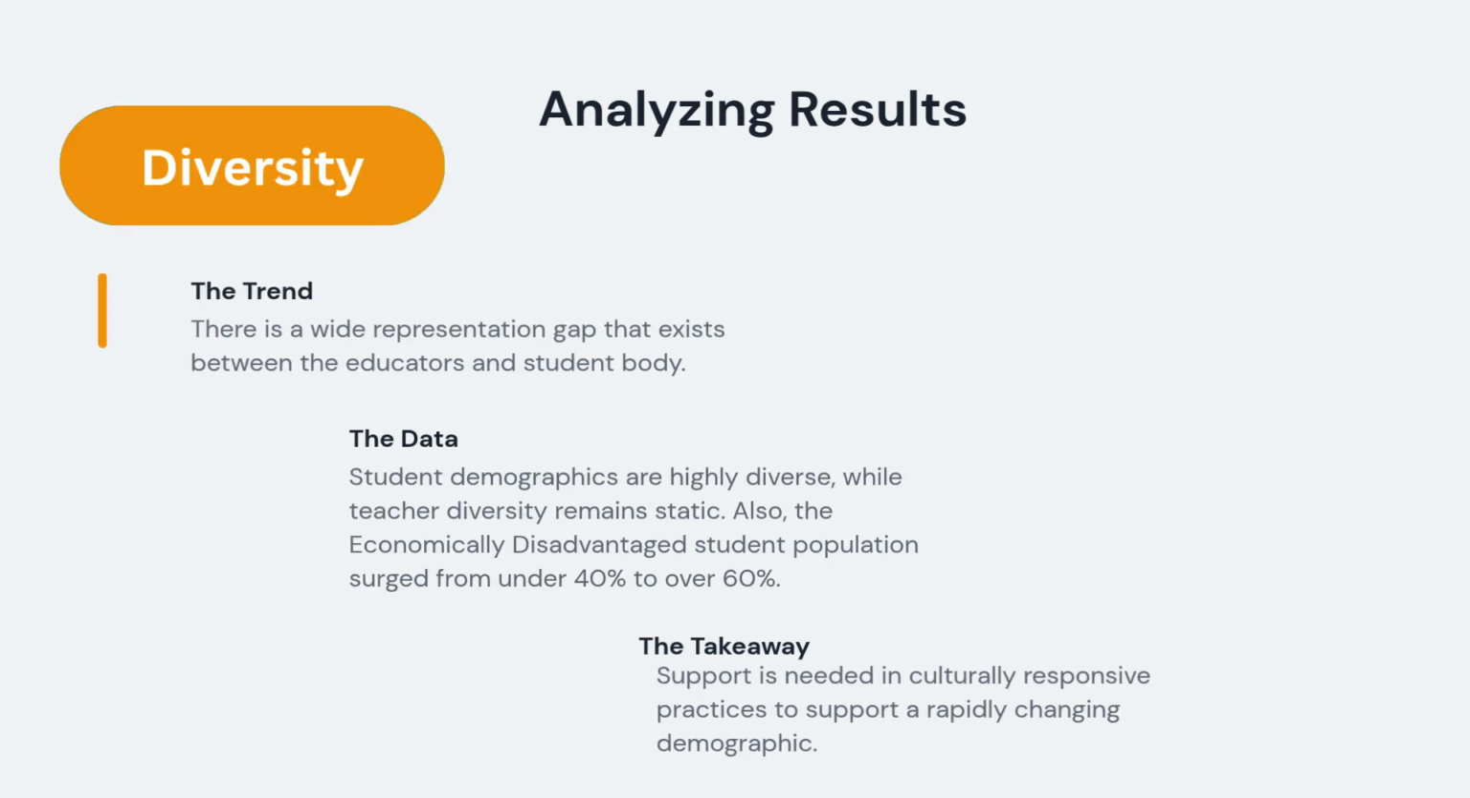Lastly, let's take a look at diversity. The trend showed a wide representation gap that exists between the educators and the student body. The student demographics are highly diverse, while teacher diversity remains static. Also, our economically disadvantaged student population surged from under 40% to over 60%. This shows us that support is needed in culturally responsive practices to support this rapidly changing demographic.